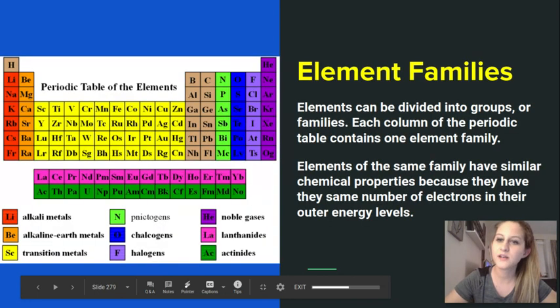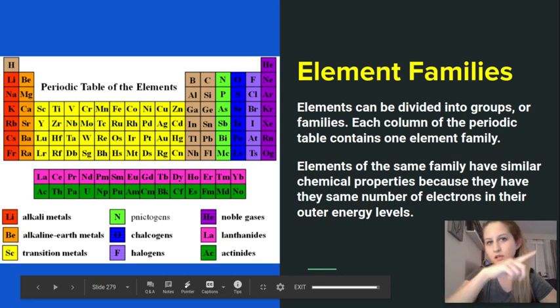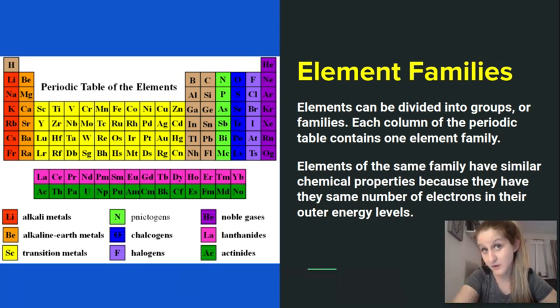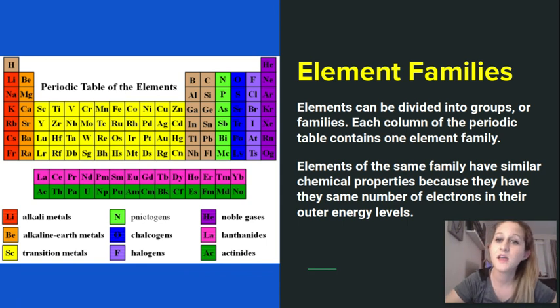So let's talk about what an element family is. Elements can be divided into groups or families. You guys may remember from a couple months ago that a group is a vertical column on the periodic table, and a period is left and right. It's a row on the periodic table. So we're going to be talking about groups when we talk about element families.